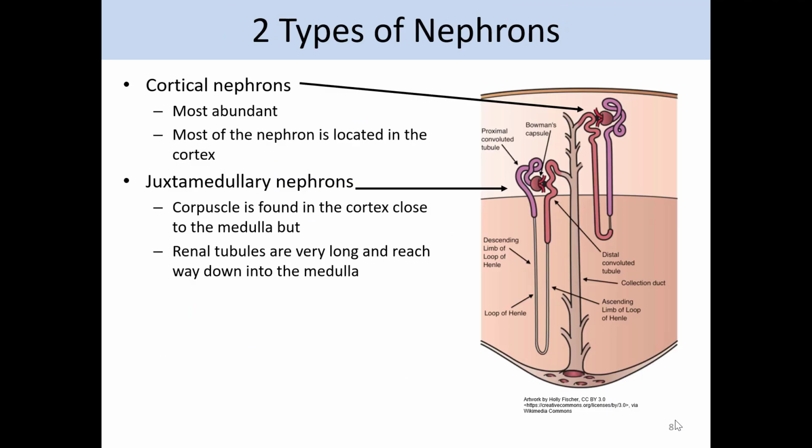There are two types of nephrons that we find in our kidneys, cortical nephrons and juxtamedullary nephrons. The cortical nephrons are called cortical because most of the nephron is located in the cortex of the kidney. These are the most common types of nephrons, and this is the one that we'll be using as our example throughout the class. The juxtamedullary nephrons have a renal corpuscle that's located in the cortex, but the remaining portions of the nephron are located in the medulla.